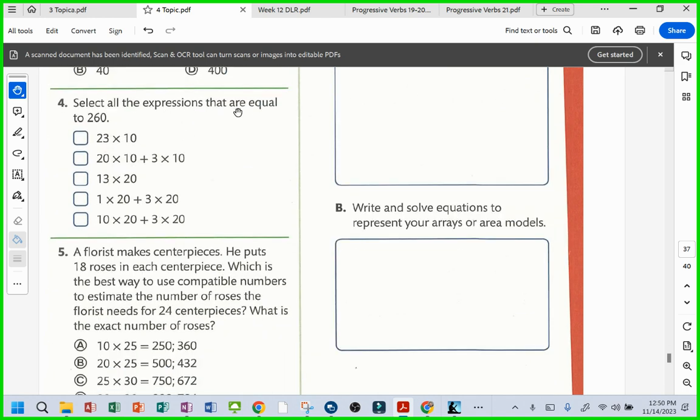Select all of the expressions that are equal to 260. We talked about this. You've got to do each one of these and see what the answer is. And then all the answers that amount to 260, you select them.